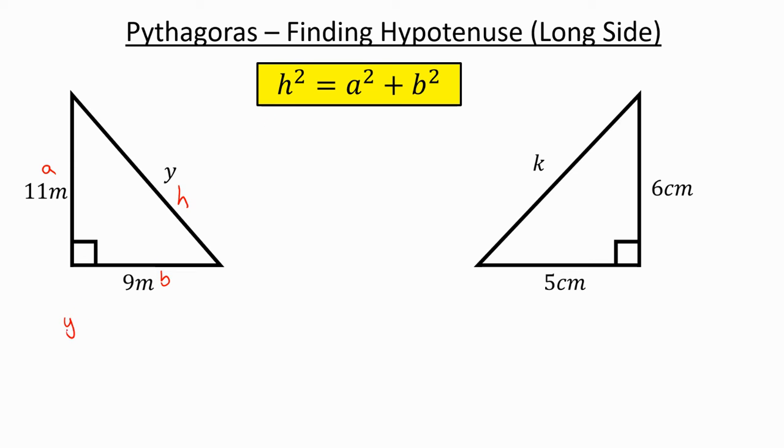Now, if we plug these things into Pythagoras theorem equation, instead of h, we're going to rewrite with y. So y squared equals a squared. And so instead of a, we're going to have 11. So that'll be 11 squared. And instead of b, we're going to have 9. So 9 squared. So y squared equals 11 squared plus 9 squared.